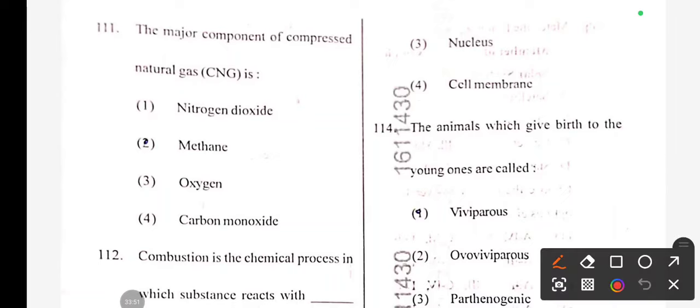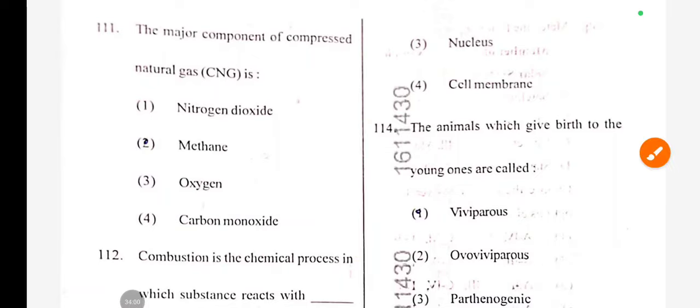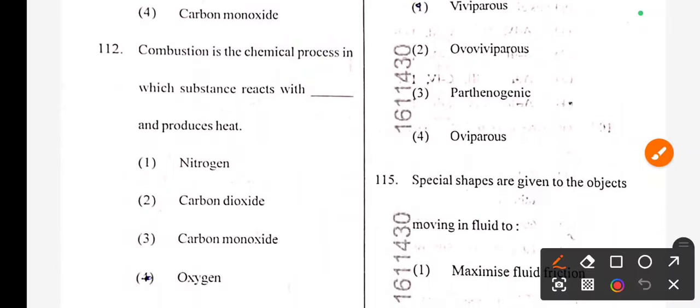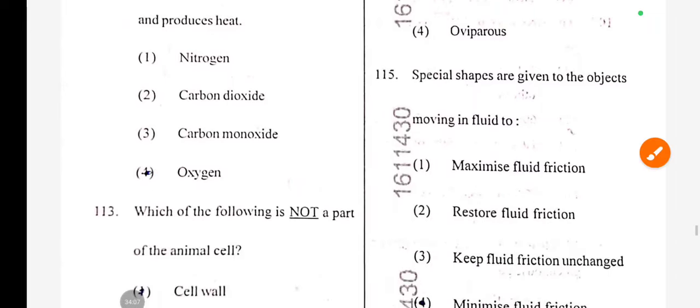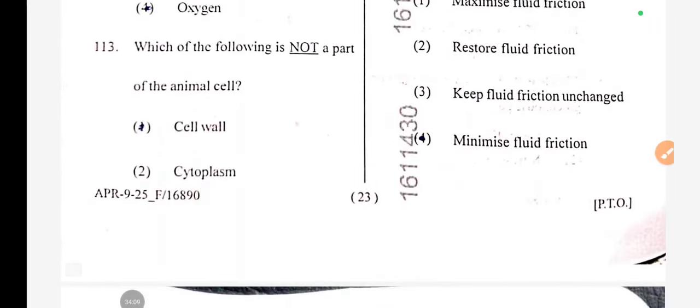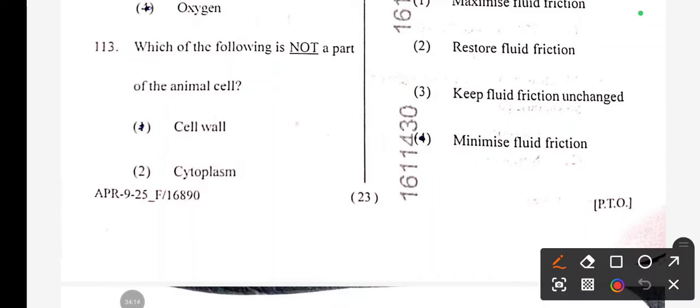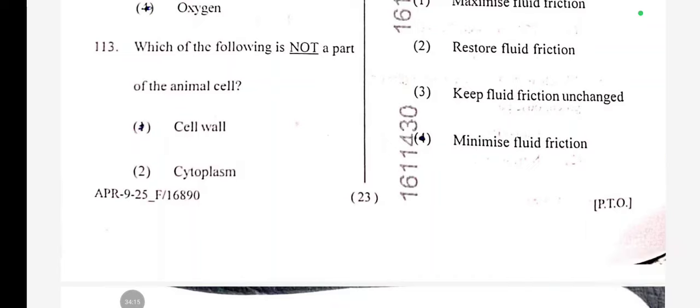111. The major component of compressed natural gas is option 2, methane. 112. Combustion is the chemical process in which a substance reacts with oxygen to produce heat. 113. Which of the following is not a part of animal cell? Option 1.